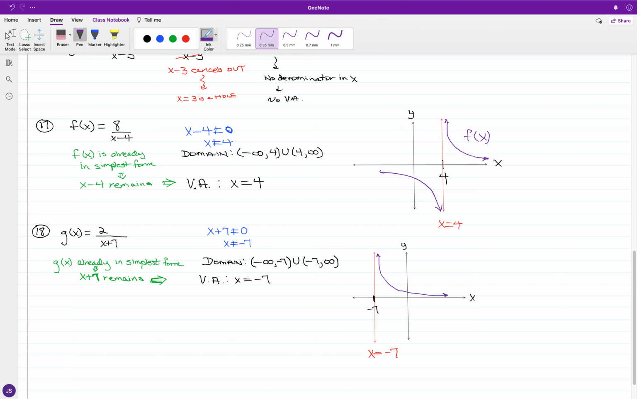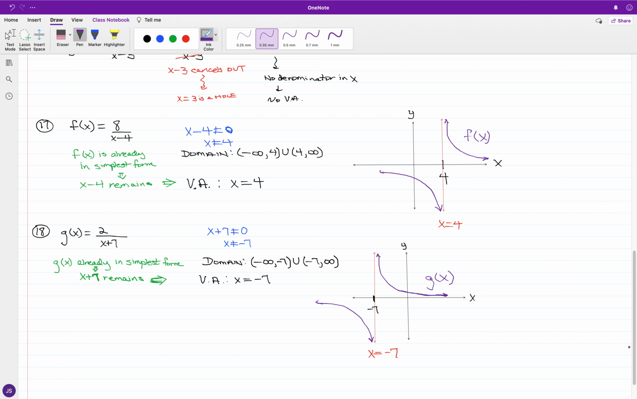Again, with the graph, much of it is going to run tangent to both the x-axis and the vertical asymptote, x equal to negative 7. And again, just like f of x, g of x has to be split up into two distinct sections.